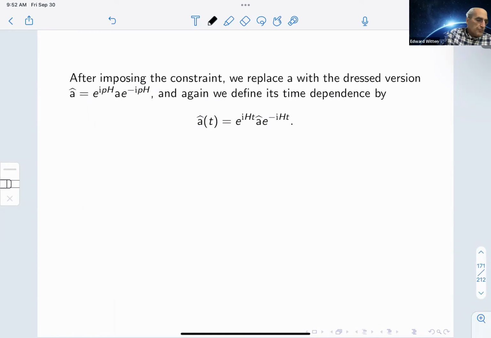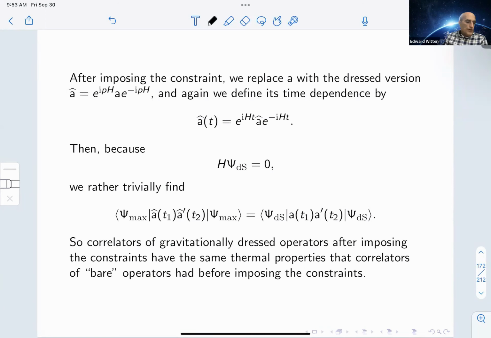After imposing the constraint, we replace A with the dressed version, A hat. And again, we define its time dependence by conjugating by the Hamiltonian. But then, because the Hamiltonian annihilates the de Sitter space, we trivially find that in the maximum entropy state, the 2-point function or any correlation function of the dressed operators is the same as the correlators of the bare operators in the Bunch-Davies state. So correlators of gravitationally dressed operators, after imposing the constraints, have the same thermal properties that correlators of bare operators had before imposing the constraints.